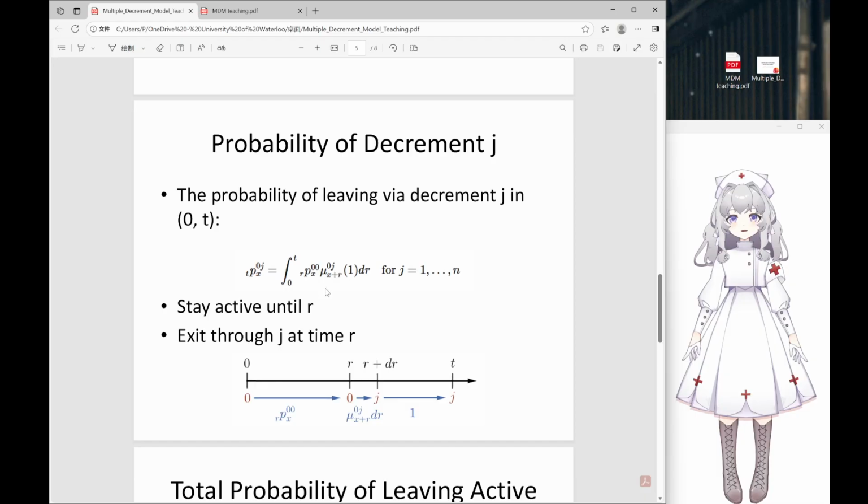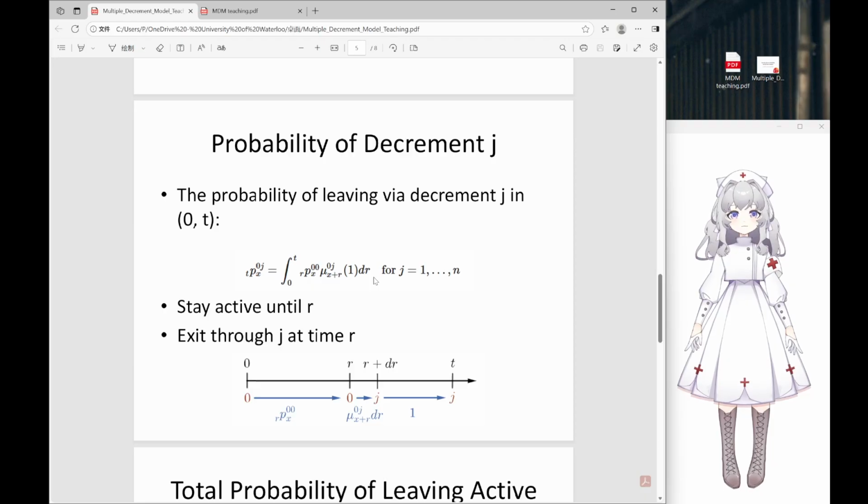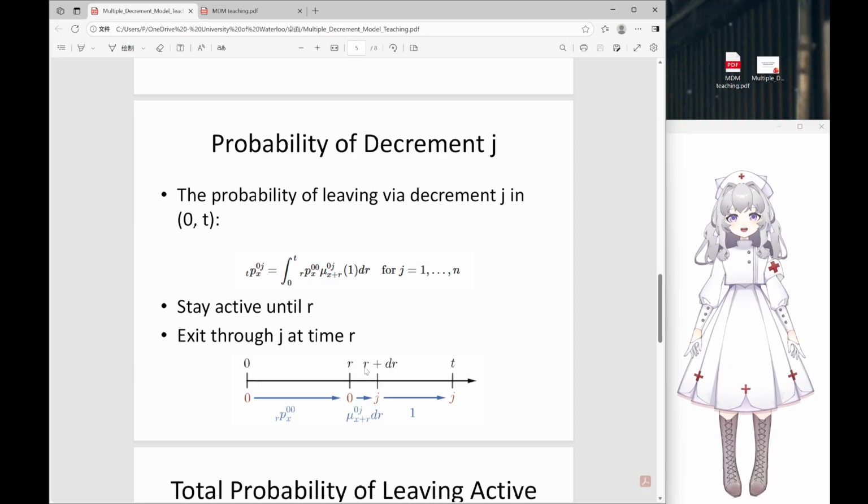tpx^{0j} equals the integral of rpx^{00} times mu^{0j}(x+r) with respect to dr. So why is it in this form? You may be confused, but let's look at this chart. We want the probability of leaving via decrement j in 0 to t.